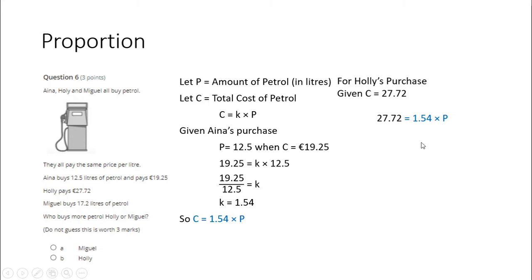It's multiplying, so we'll take it to the other side and do the opposite, we'll divide. That means that P must be equal to 18. Holly must have purchased 18 liters of petrol.